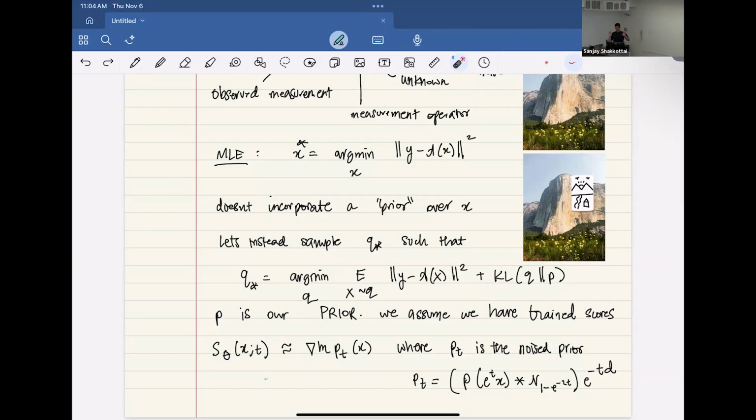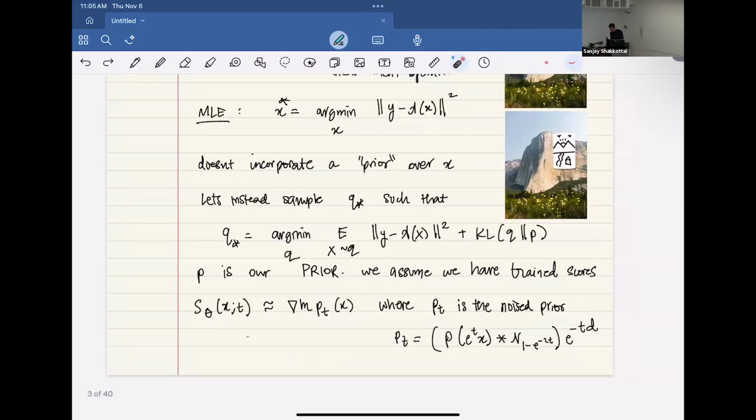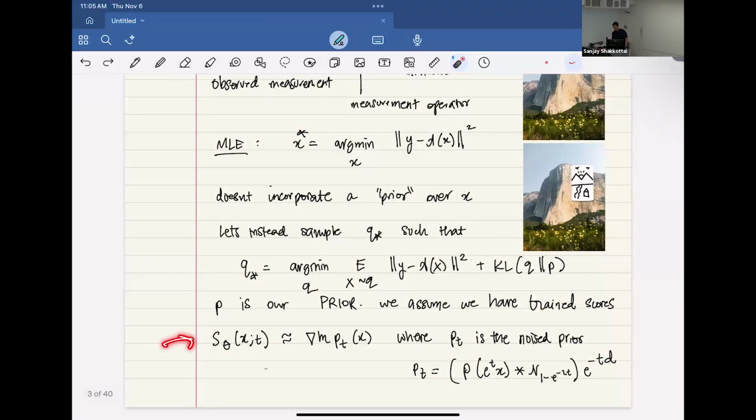So this is the prior P that we know so much about. In particular, we assume we have these trained scores. These are the same noisy scores for the prior that we've been talking about in the whole DDPM story. We assume that we have those again here for the prior that we care about. And now besides this reconstruction error, we also have this KL penalty for straying too far from that prior.